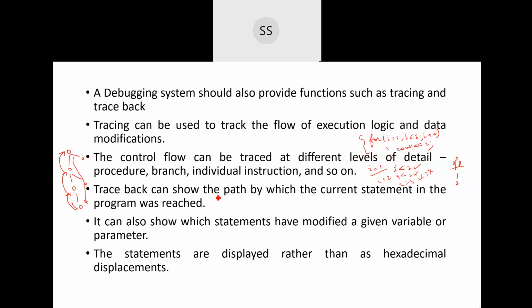It can show the path by which the current statement in the program was actually reached. It can also show which statements have modified a given variable or a parameter.